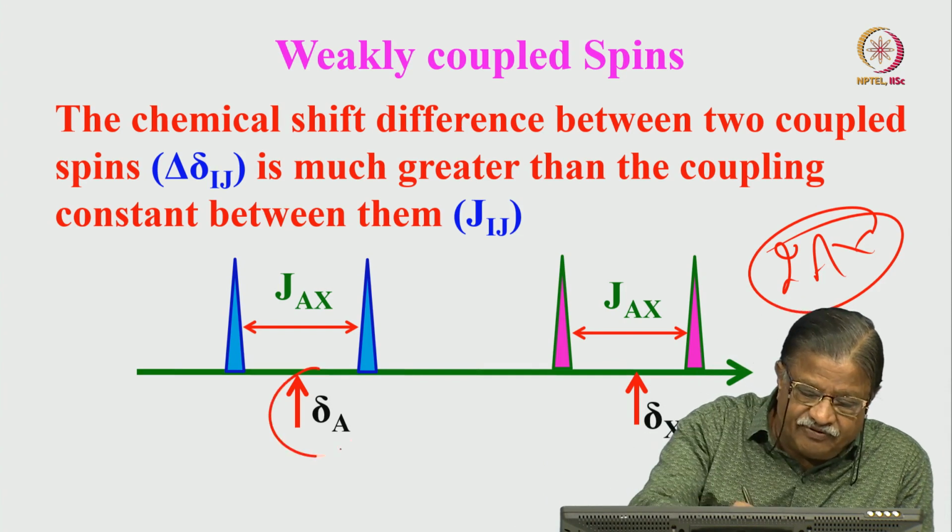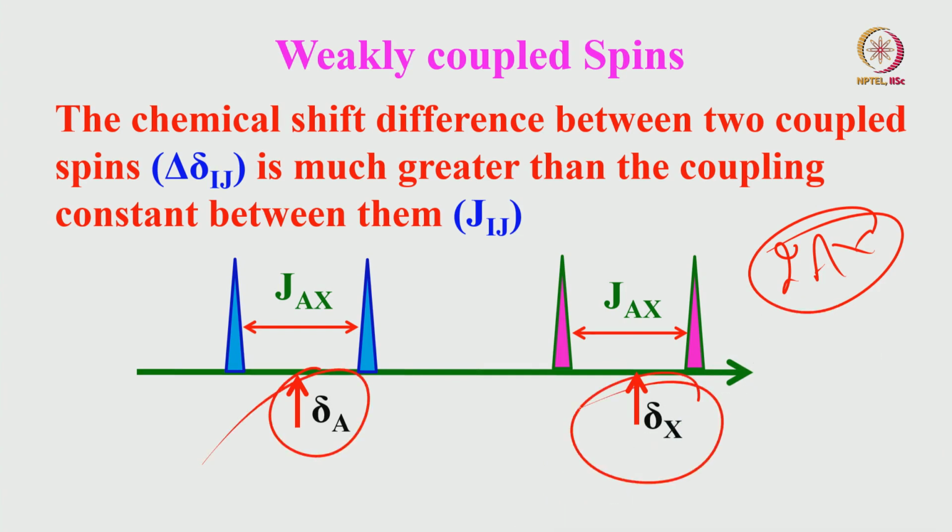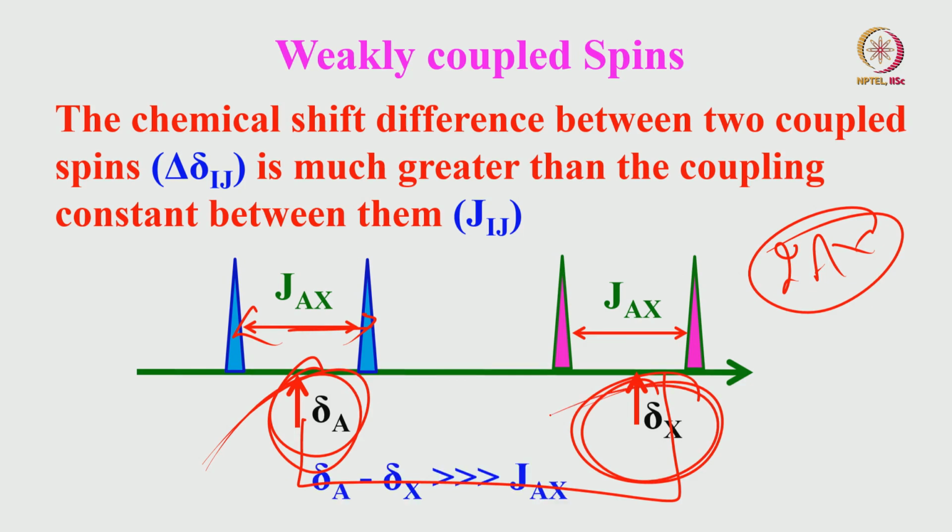This is the chemical shift of A, this is the chemical shift of X, it is a doublet that we have been seeing already. I explained to you this separation is larger, this is J coupling, and now measure the separation between this and this, the chemical shift of A and chemical shift of X. You can measure the difference delta A minus delta X, and if this is very large, then this is the type of pattern you are going to get.